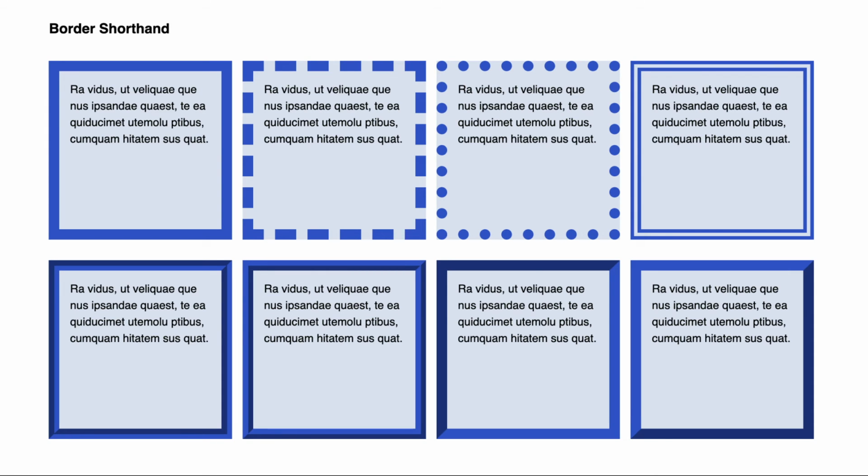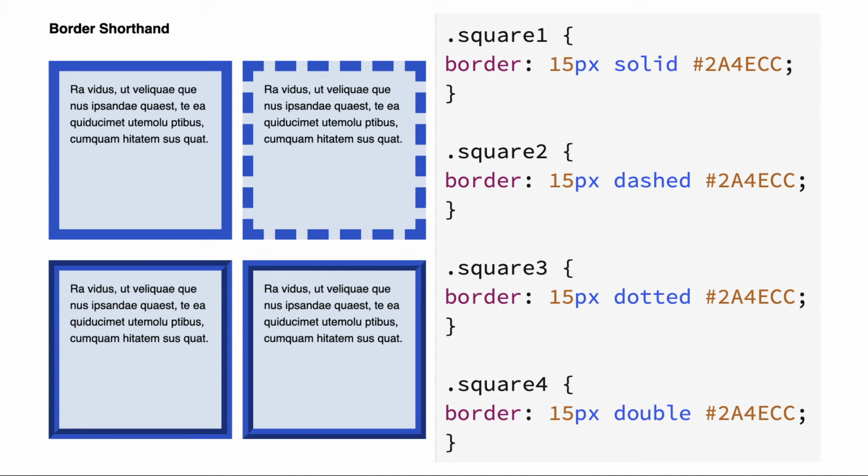Here are our squares again. Looking at the CSS for the first 2 squares, we are showing the shorthand where we specify the width of 15 pixels first, the border style, and then the border color in a hexadecimal code. The first square has a solid border while the second has a dashed border.